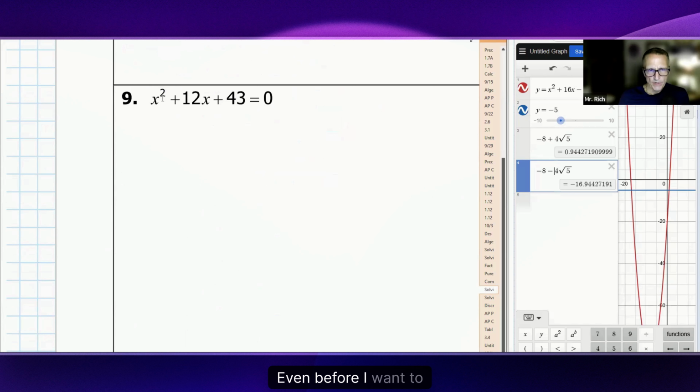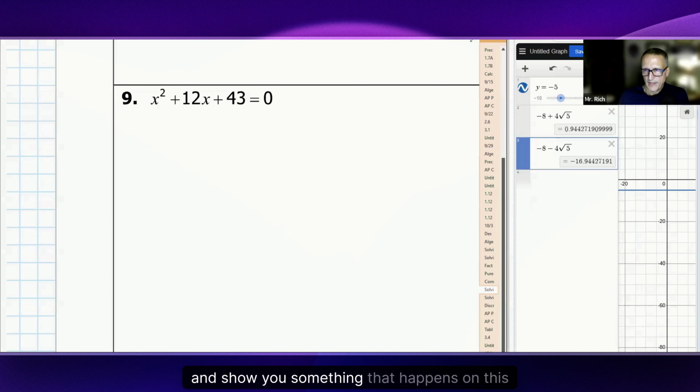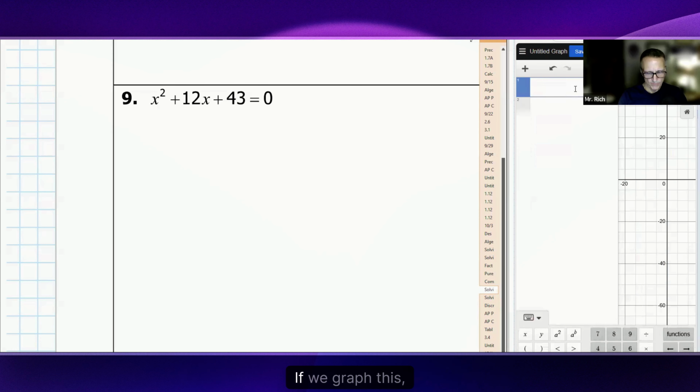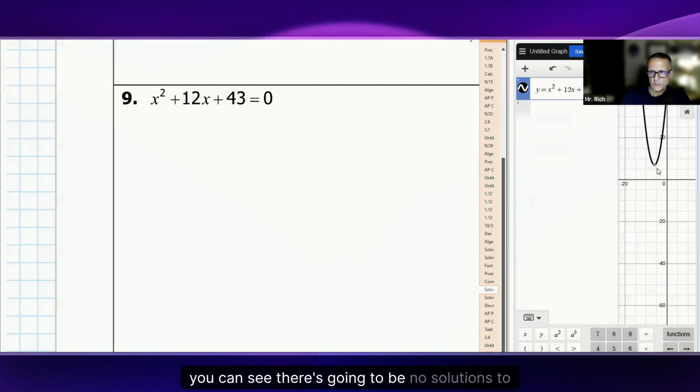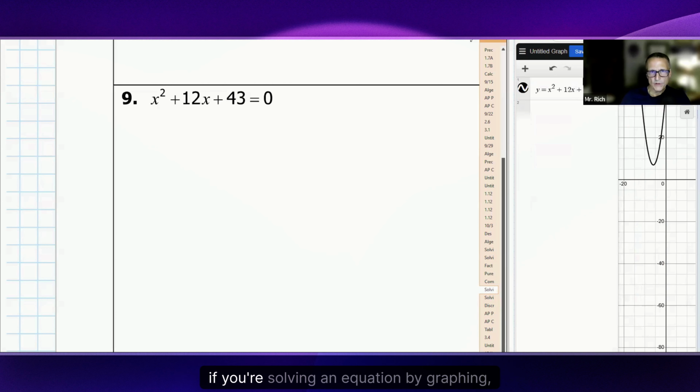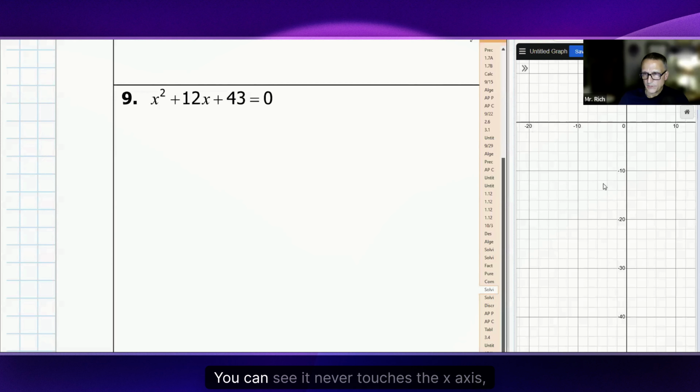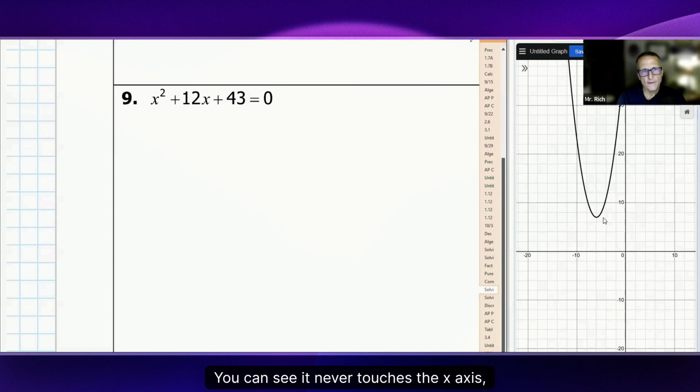Here's what I mean. Even before I solve this, I want to graph it and show you something that happens on this function. If we graph this, you can see there's going to be no solutions to this. Remember, if you're solving an equation by graphing, you're graphing the left-hand side and the right-hand side, and then you're looking for their intersection points. Well, the right-hand side is the x-axis. Y equals 0 is the x-axis, and this is the parabola. They don't intersect. You can see it never touches the x-axis. So there's no solution to it, but when I say there's no solution, I mean there's no real solution to it.